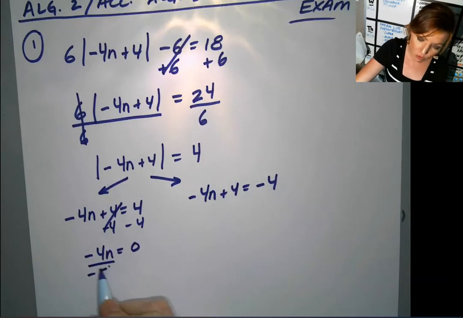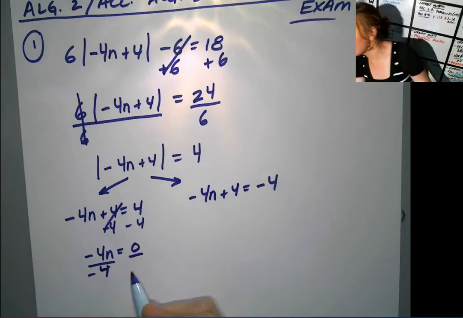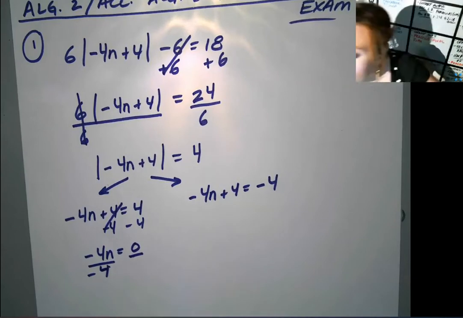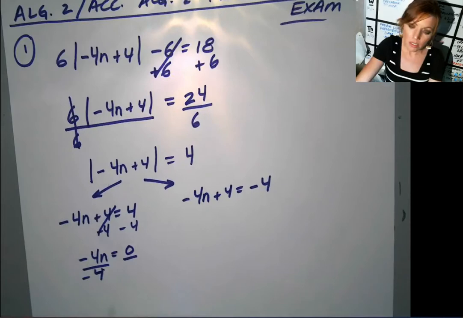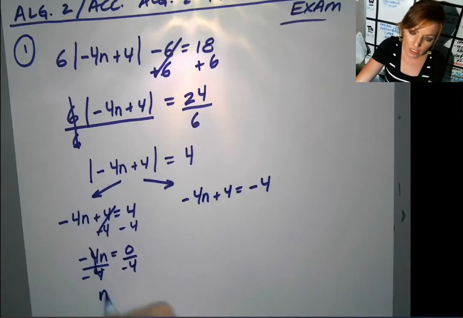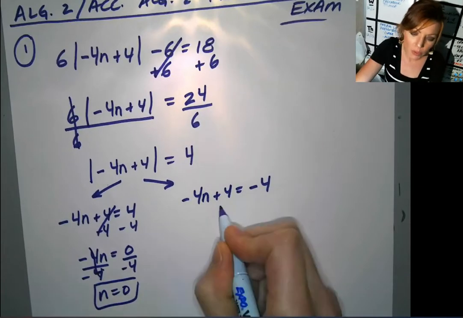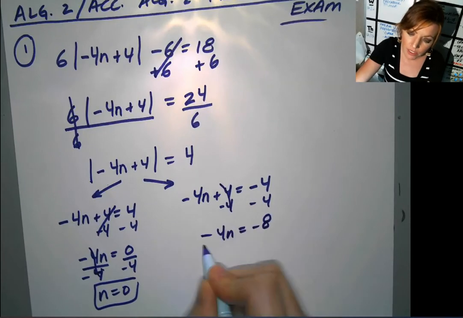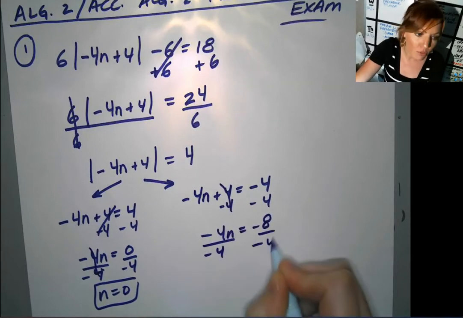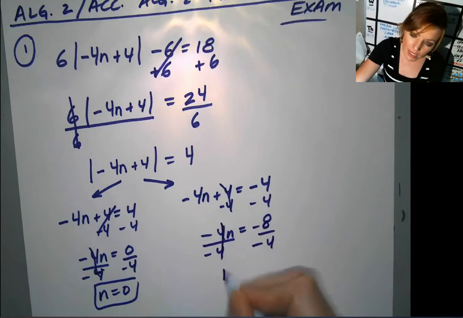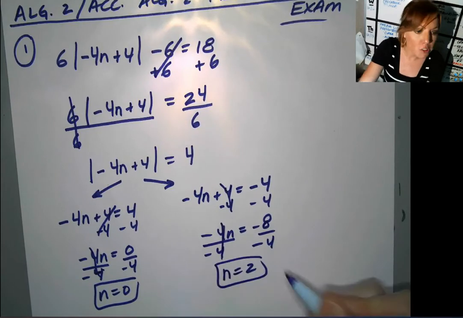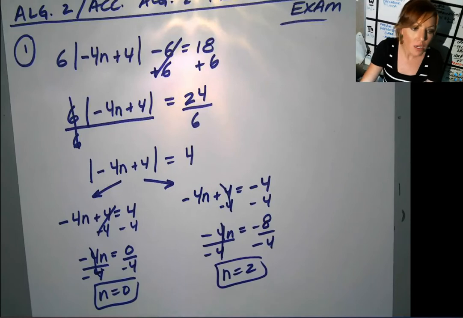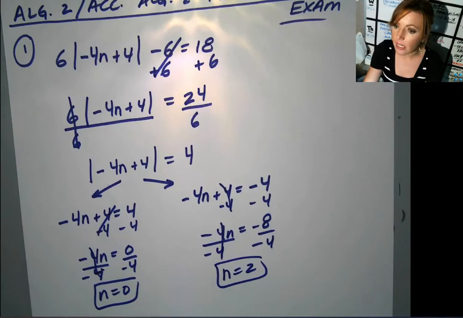Divide by negative 4. Make sure you all can still see that. Looks like you can. So divide both sides by negative 4, so n equals 0. And we do the same thing with this one. Negative 4n equals negative 8. Divide by negative 4, divide by negative 4, and we get n equals 2. So as far as the solutions that you're given, the only one that works there is C.